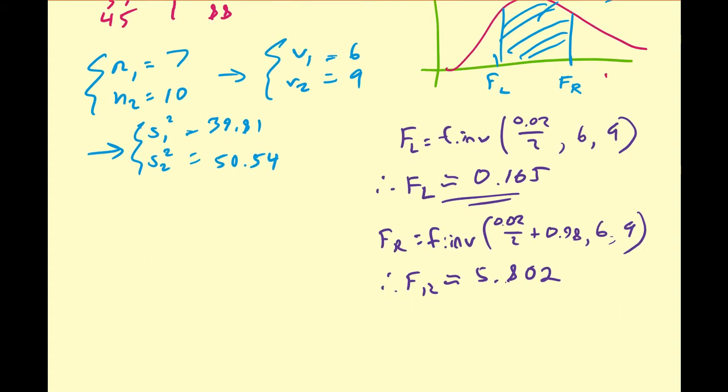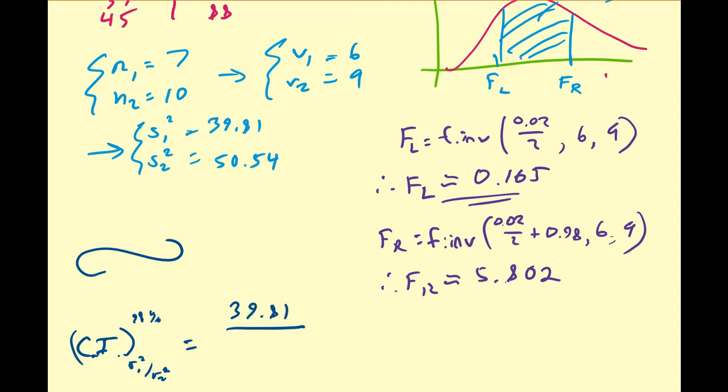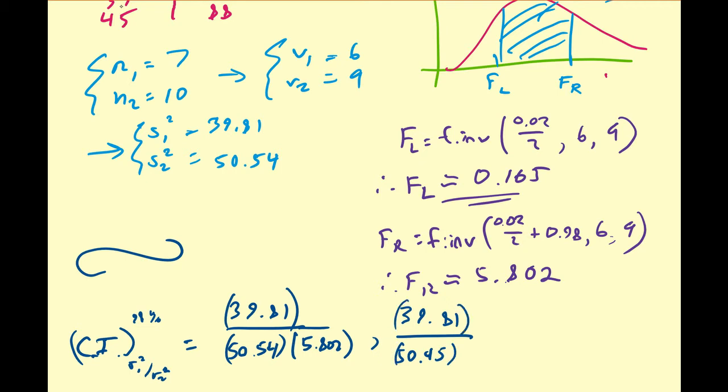All right, those are our critical values here. So now I can construct my confidence interval for the ratio of variances. So my 98% confidence interval for the ratio of variance 1 divided by variance 2, or A over B, whatever notation you want, is going to be equal to the variance of the first, 39.81, divided by the variance of the second, 50.54, times the right critical value, 5.802, comma, the same exact thing, the variance of the first divided by the variance of the second, times the left critical value, 0.165.